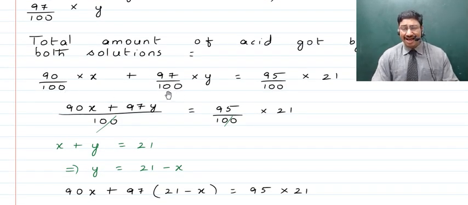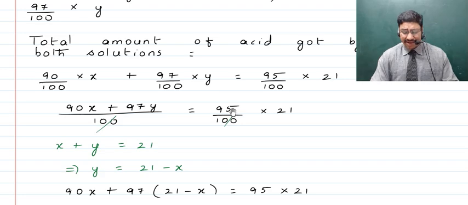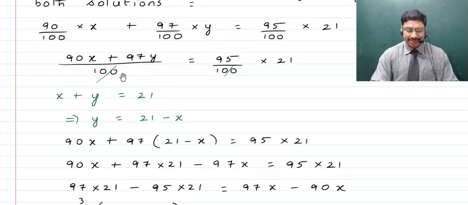Now here, children, on the left hand side we find that there are denominators. As such, we will have to take an LCM, and the LCM will be the same number, which is 100. Now in the numerator you will have 90x, to which is going to be added 97y, and on the other side we have 95 upon 100 into 21. Now we find that the denominators are exactly the same, so you can cancel them off. So we are now left with 90x plus 97y, which is equal to 95 into 21.